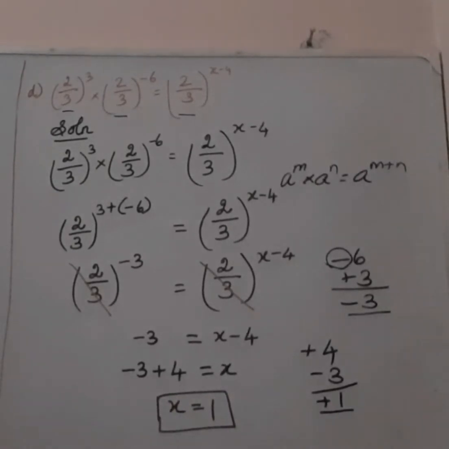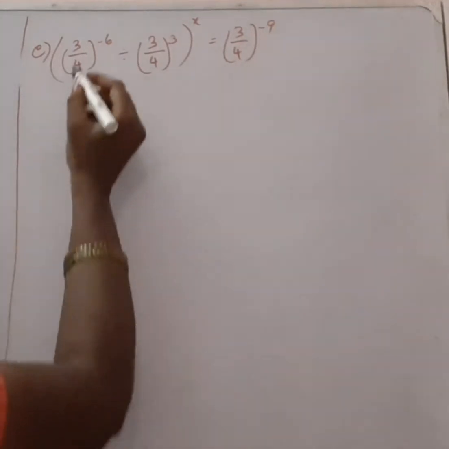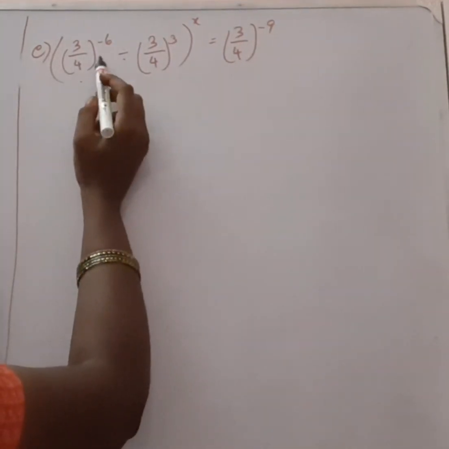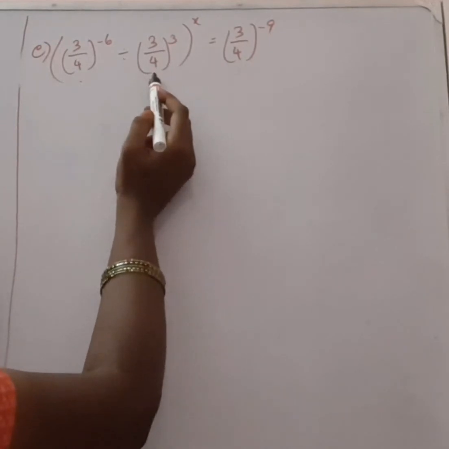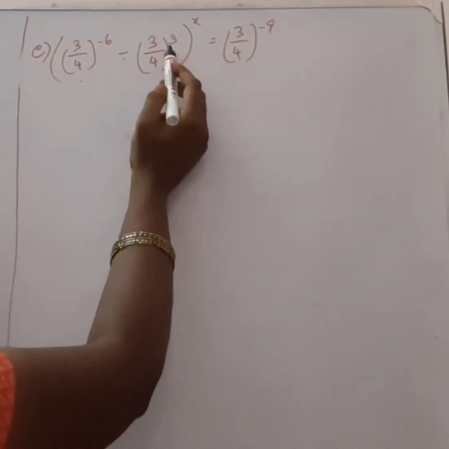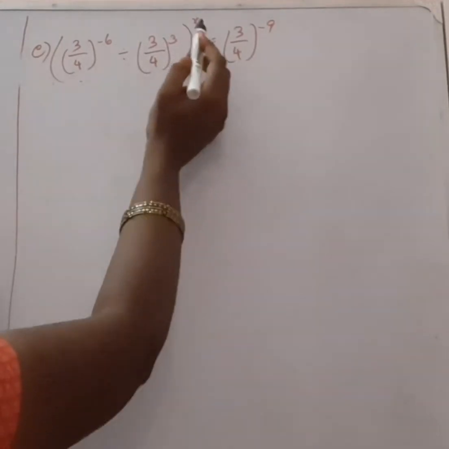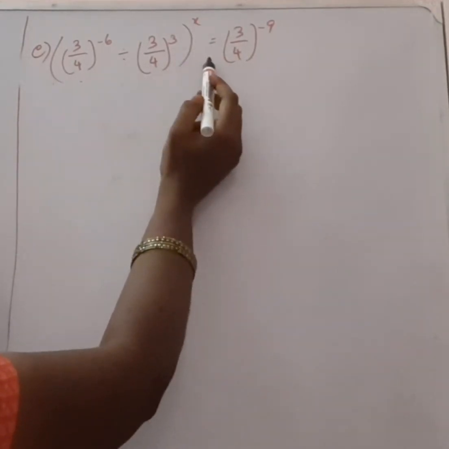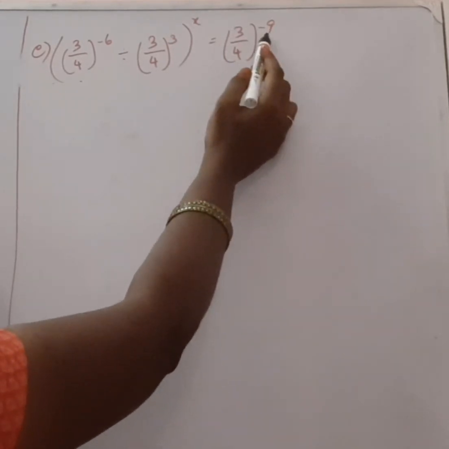Let us see the next sum. Let us see the E sum. What is the E sum? 3 by 4 the whole power minus 3, divided by 3 by 4 the whole power 3, the common whole power for both the terms, power x, equals 3 by 4 the whole power 9.